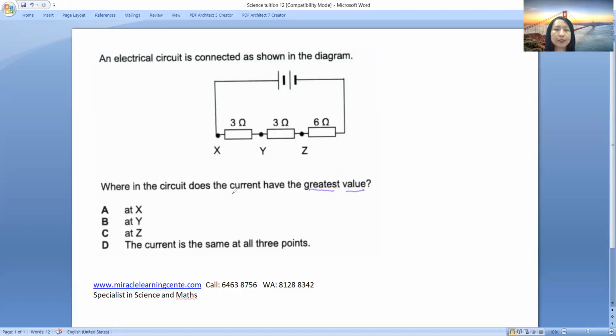So for current, for resistors connected in series, the current throughout the circuit will be the same. Hence, the answer will be D. As opposed to parallel, the current will split depending on the value of the resistors.